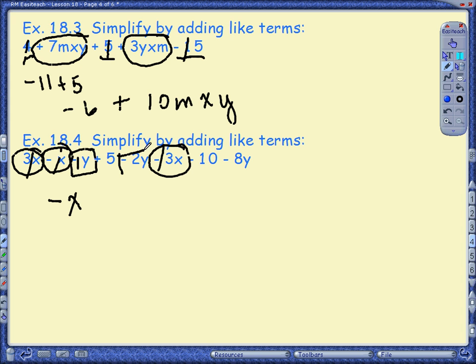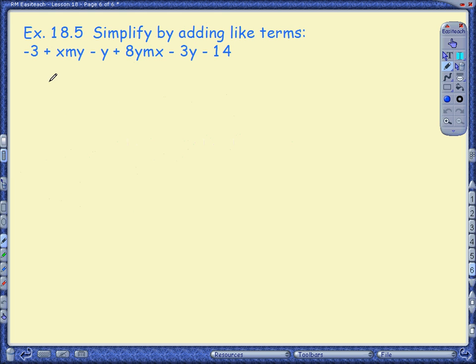I also have a negative 2y here, and I have a negative 8y here. Negative 1 plus negative 2 is negative 3. Negative 3 plus negative 8 is negative 11y, and those are gone. And then I have a positive 5. I think I'll just underline the constants, and a negative 10. Positive 5 plus negative 10 is negative 5, and that's my final answer. Okay, and then the next page.